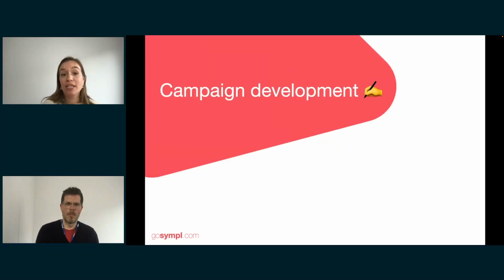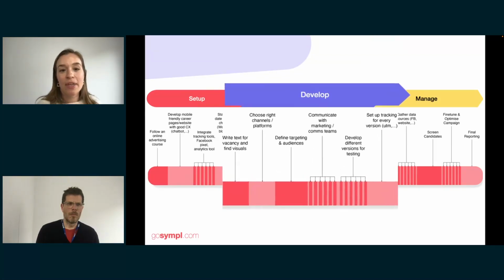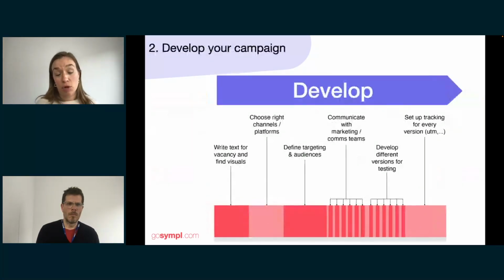Okay, let's go further with the campaign development, because we were going to talk about ChatGPT, of course. In the development phase, you have to have some things to get in place. First of all, of course, vacancy, visuals, different versions for A/B testing, etc., etc.